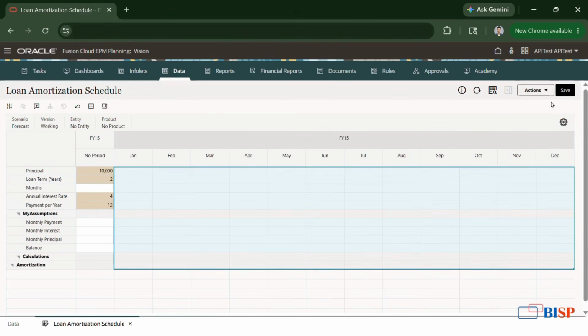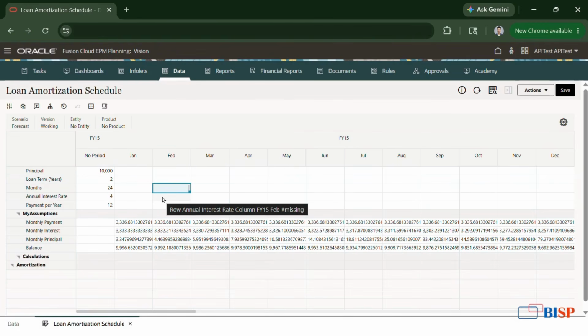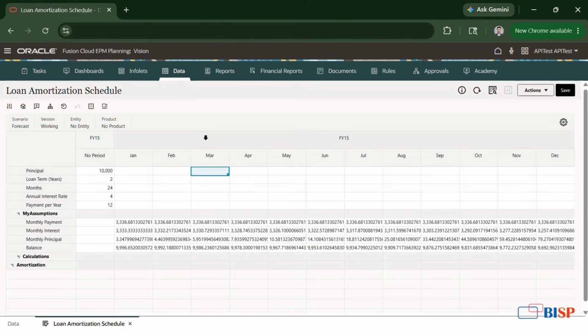So I have attached the business rule with this form to run after save. So at this point, we save and the business rule runs. You can see that the business rule ran successfully. This rule reads the loan assumptions, calculates the monthly payment schedule using the same PMT, IPMT, and PPMT logic that we validated in Excel, and then writes the result back into Oracle planning.